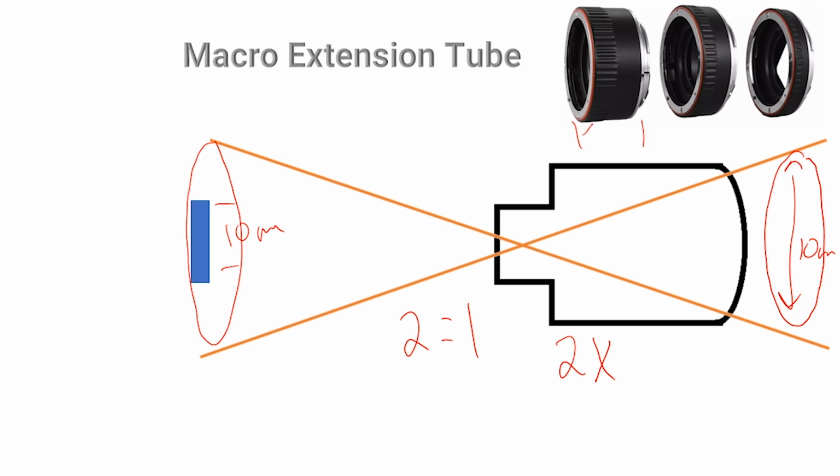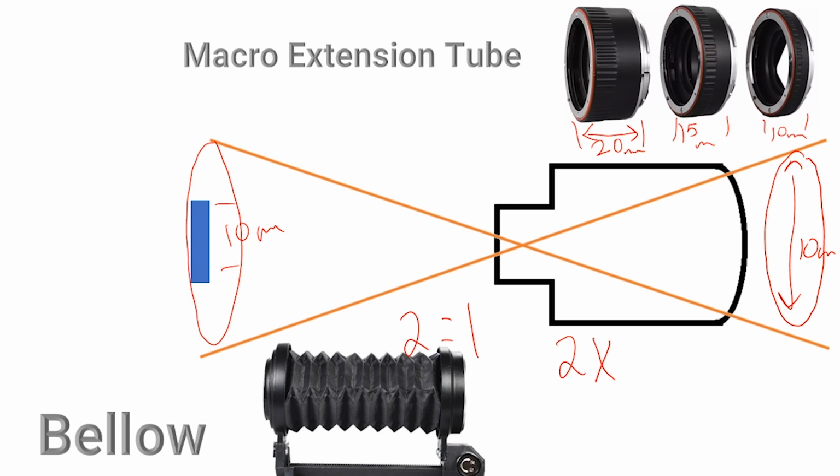These spacers come in different sizes. For example, this can be 20 mm, this one could be 15 mm, this one could be 10 mm, and so on. So you can stack many spacers to get more macro effect. So you can control the magnification effect by the number of the extension tubes. The other method is using the bellow.